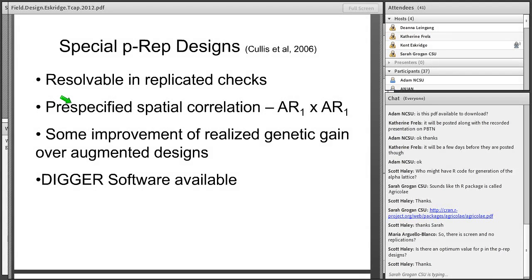Also, Cullis talks about, when he first introduced these ideas, a special P-rep design, and what he did is he used resolvable designs, replicating 15 checks a couple times, and he pre-specified spatial correlation in both directions with an AR1 in one way and an AR1 in the other way. The AR1 means an autoregressive one. It's a standard time series type of model. It gives rise to a fairly easy type of covariance structure. And so he simulated this, and what he demonstrated is he could show some improvement in realized genetic gain over augmented designs. So this is an area of work that I think we need to spend some time on.